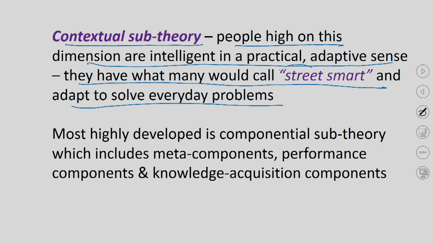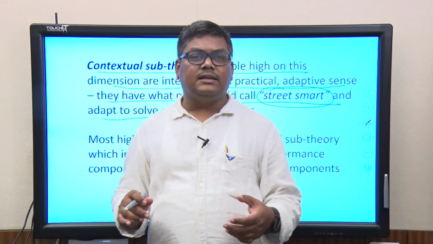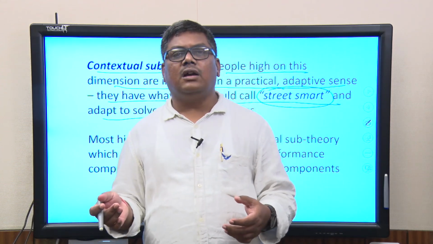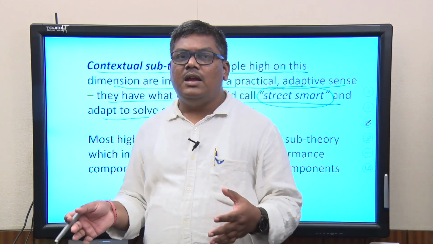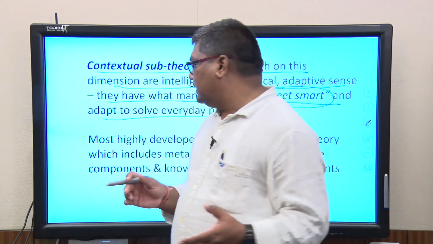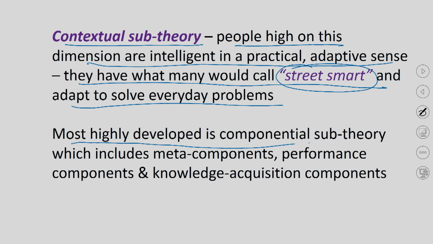intelligence. And some people have this intelligence which is being called the street smart intelligence, and so it depends upon context. It depends upon what context you are coming from, what kind of situation you have been coming from, and depending on the context, can you actually change. So, most highly developed is componential subtheory, which includes meta components of performance components and knowledge and acquisition based components.